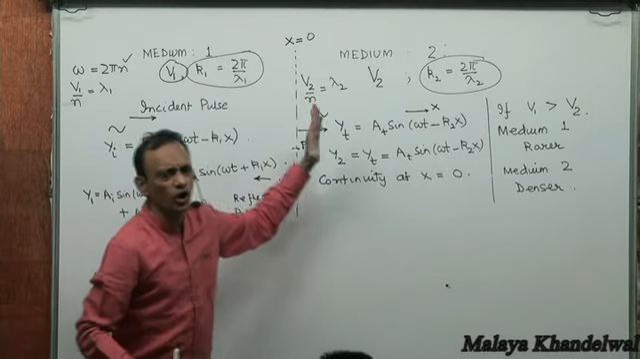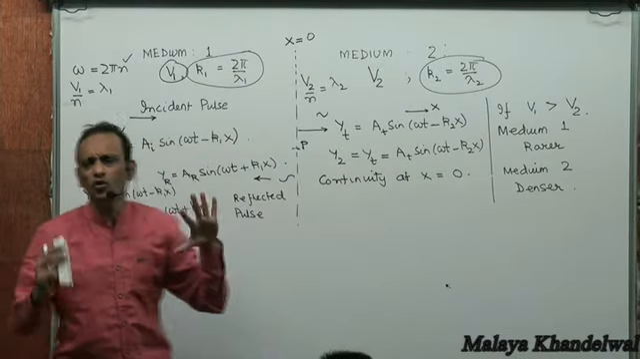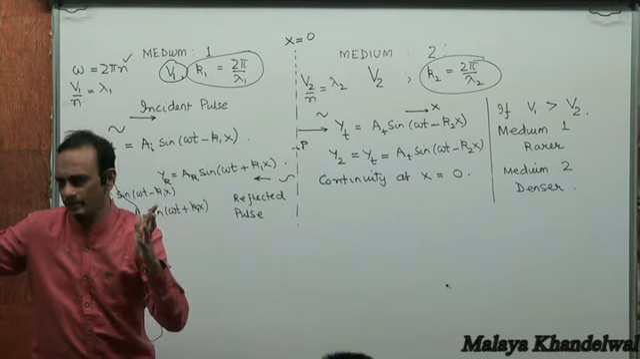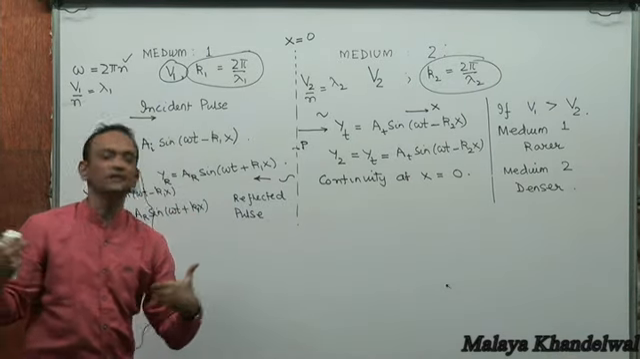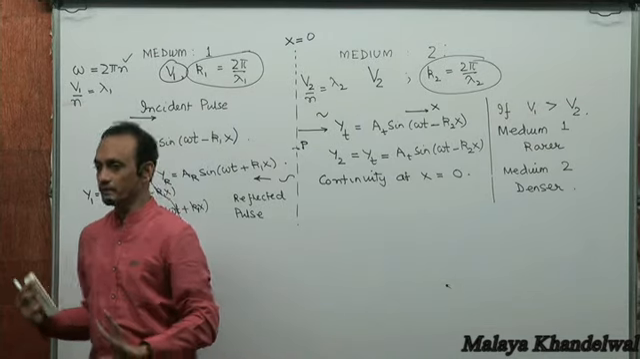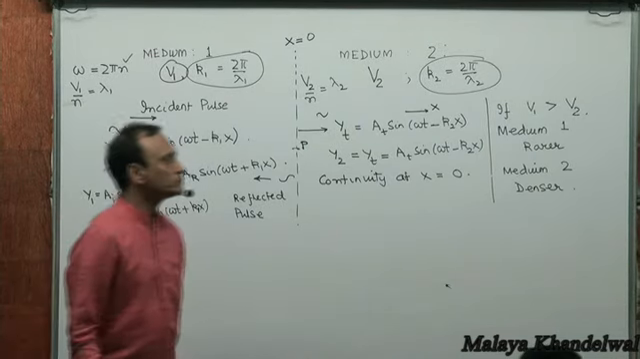Post x equal to 0 and prior to x equal to 0, there is no issue about continuity. Right? Only at x equal to 0, they will have to maintain continuity. Clear? Good.